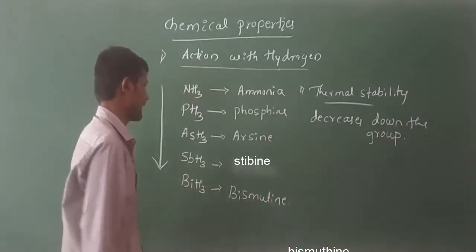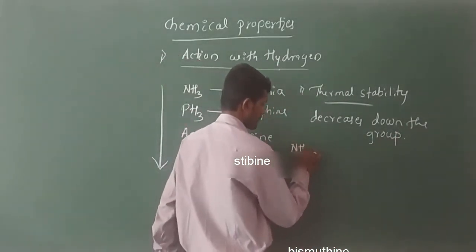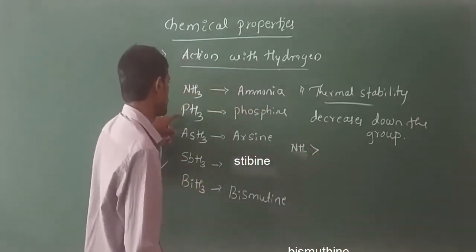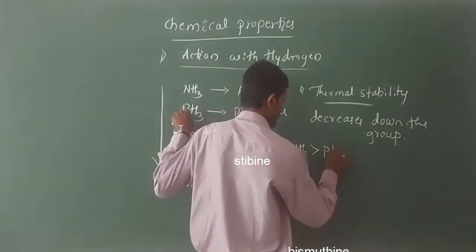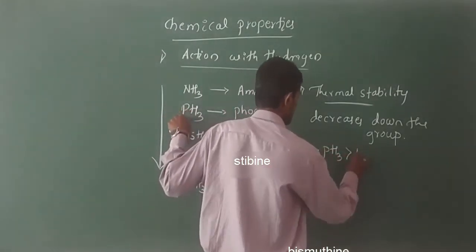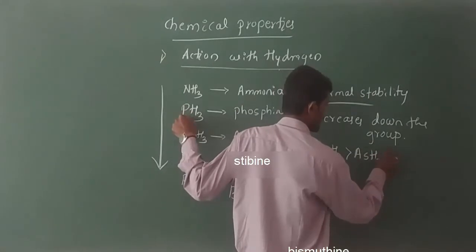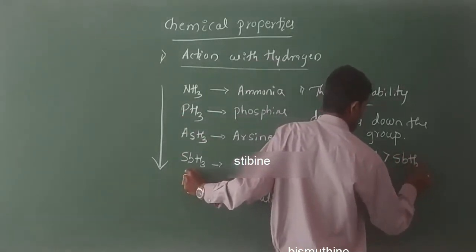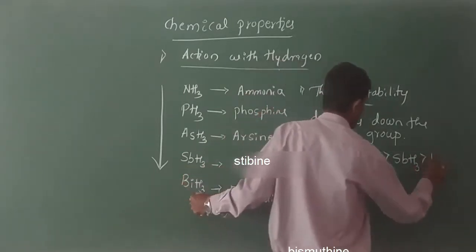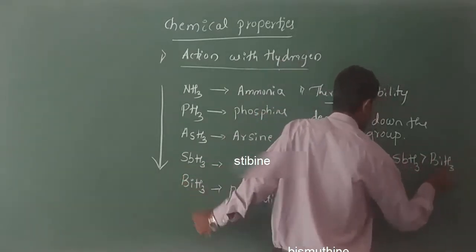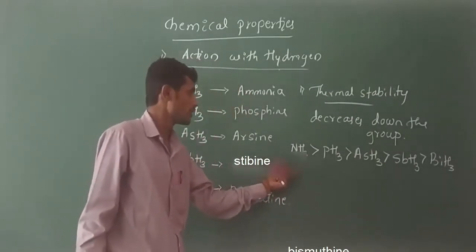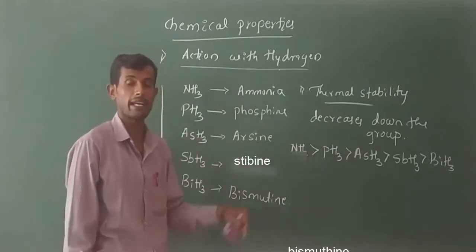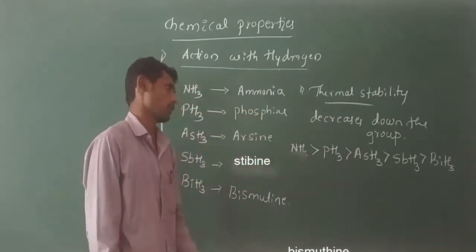Therefore, it can be written as: the thermal stability of NH3 is greater than PH3, which is greater than AsH3, which is greater than SbH3, which is greater than BiH3. It shows the thermal stability of the respective hydrides of group 15 elements decreases down the group.